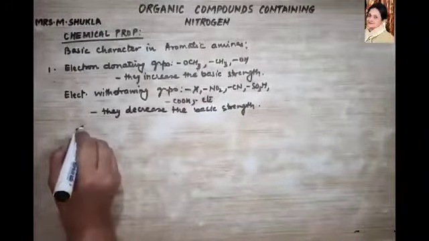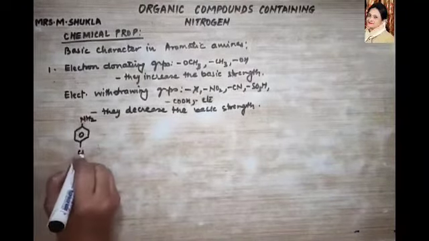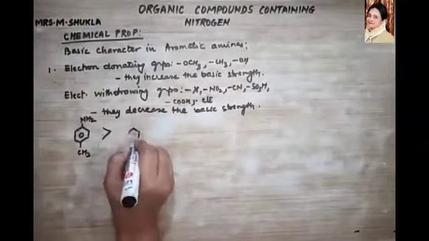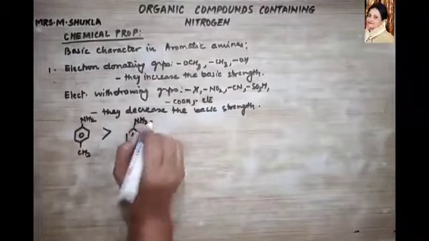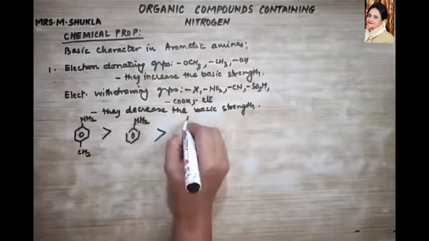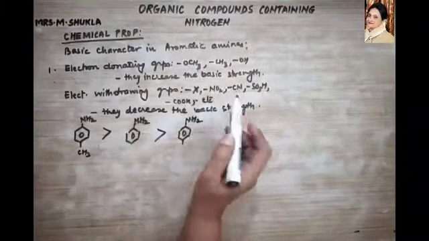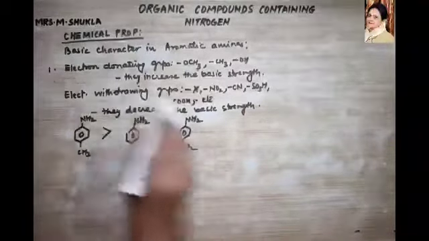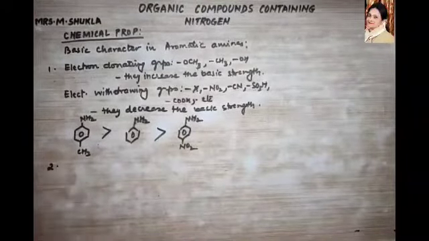On the basis of this, let's check one example like NH2CH3. This is more basic than your aniline, isn't it? And aniline will be more basic than the NH2 compound which has the electron withdrawing group, that is NO2. So this first point is very clear to all. We move to the second point now.